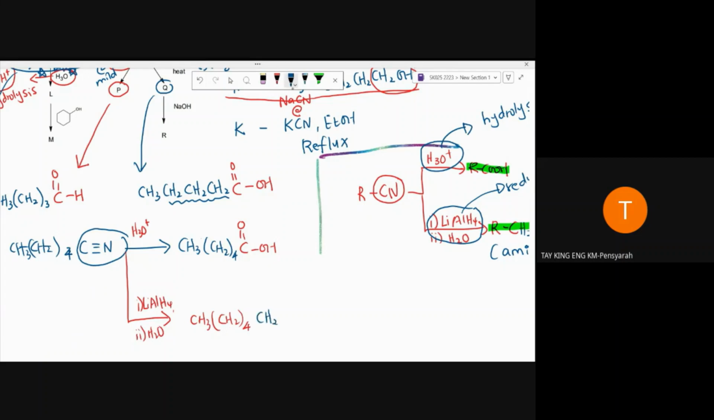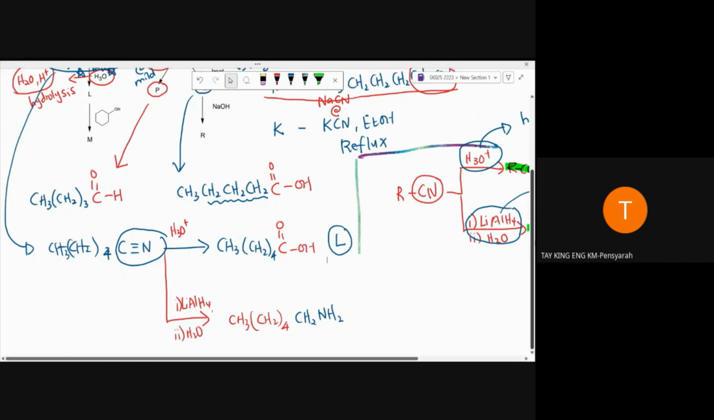Okay, so this is the answer yang saya bagi tadi. Kalau yang tadi itu adalah reduction. So this is what the question asked for. So this one barulah structure L. So bila kita sudah dapat L, and then kita nampak this one. Due to the presence of OH, so kita tahu this one adalah alcohol.